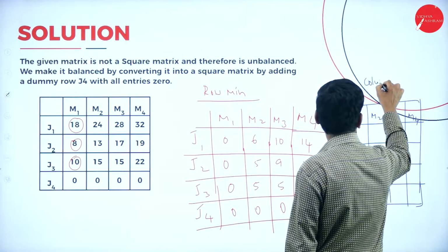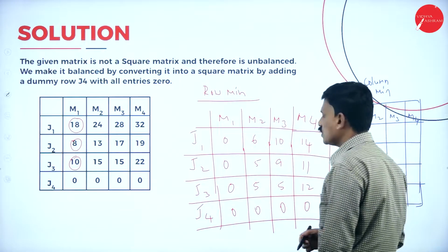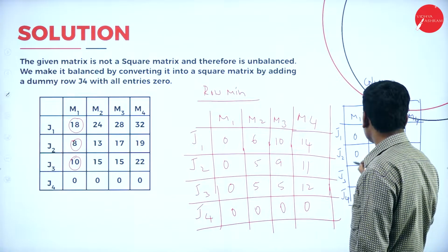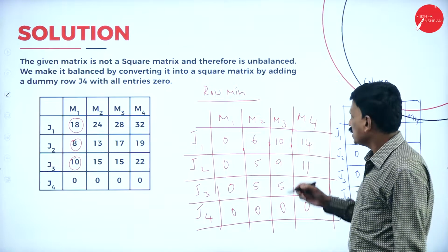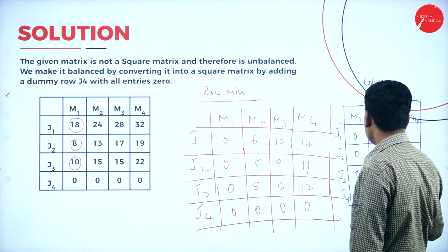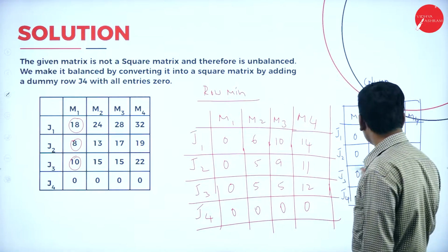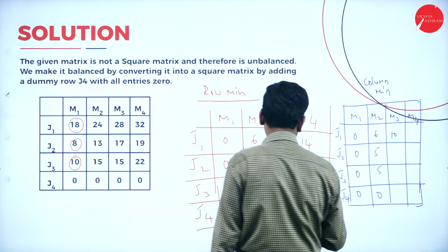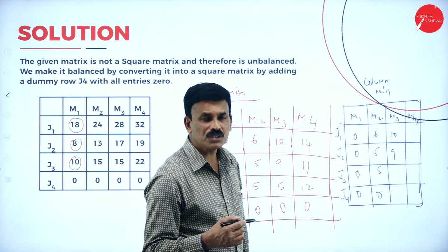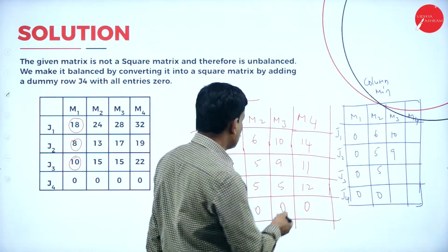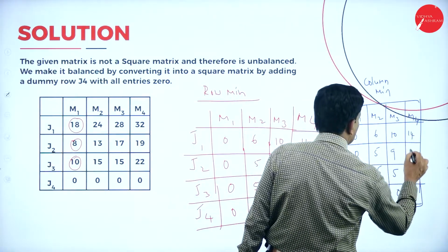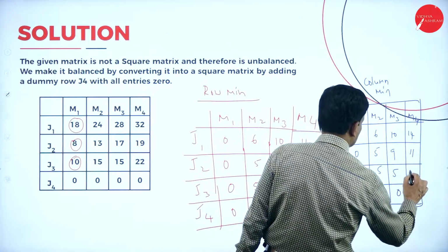Now let us come to column minimization. Let us come to the first column. In the first column all elements are 0, we can write 0, 0, 0 here. In the second column the minimum value is 0, we will have the same 6, 5, 5, 0. In the third column also the same values, that is 10, 9, 9, because if you subtract 0 from any number you will get the same number, so it will remain the same, it won't change. So row minima and column minima values are found to be the same here.